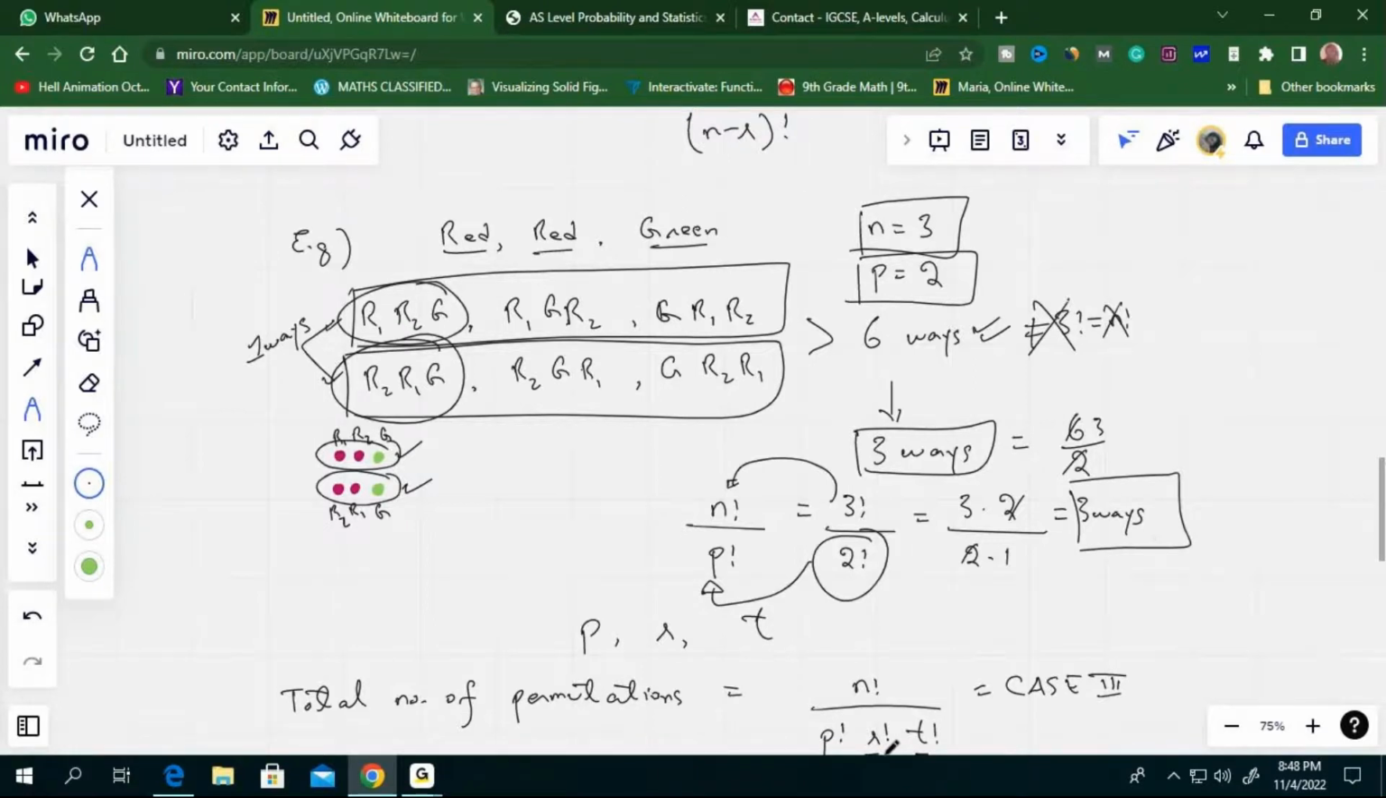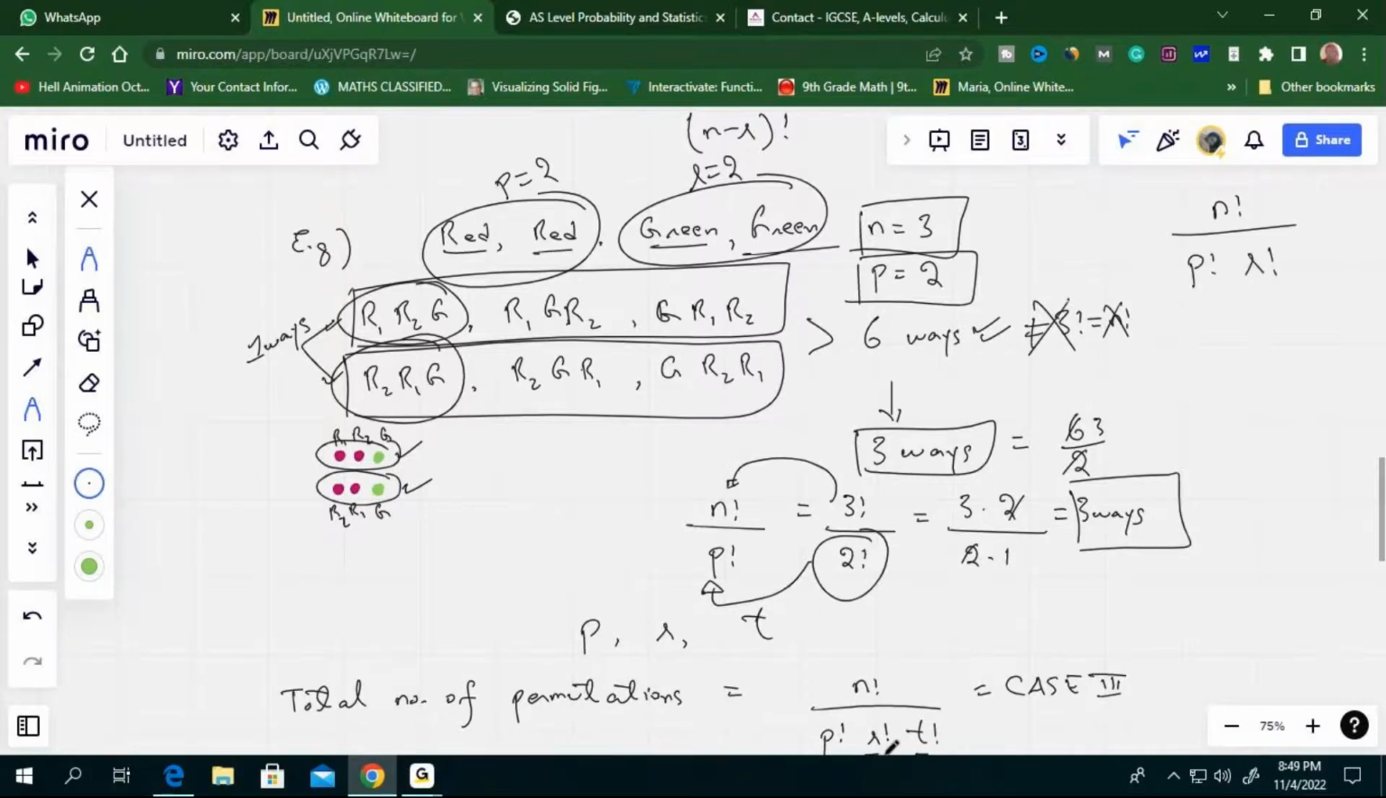In the same manner, if I'm having 2 greens and 2 red balls, how many total permutations do I have this time? Red is getting repeated twice, I call it p, and green is getting repeated twice as well, I call it r. So now you can generalize your formula: the number of ways is n factorial upon p factorial into r factorial. This time you have 3 factorial upon 2 factorial into 2 factorial, so actually I'm having 6 upon 4.